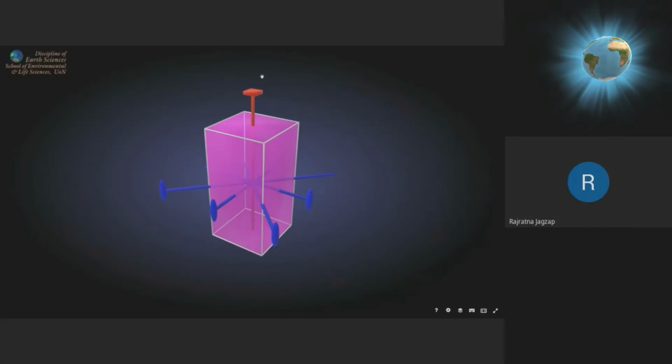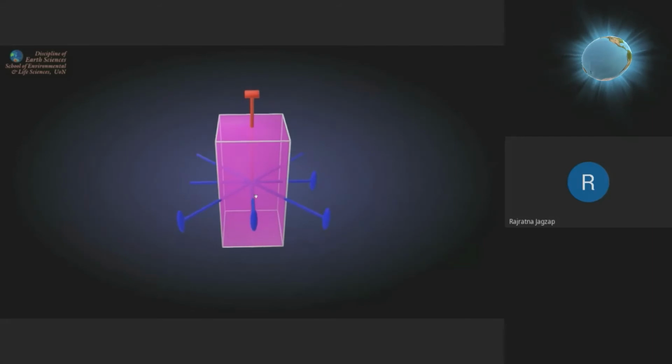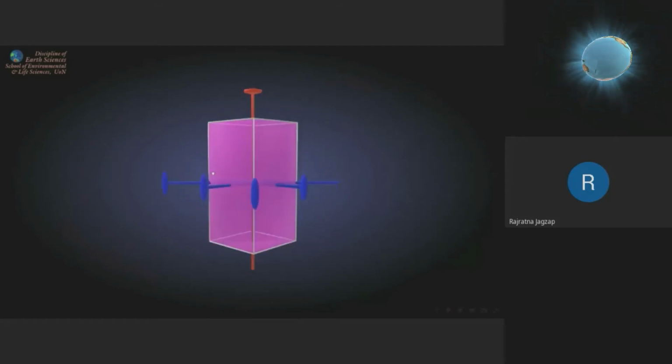If you go to the symmetry characteristics, front to back and right to left axes are axes of two-fold symmetry. Another two axes are there which are running diagonal. They are also two-fold symmetry. And there is one vertical axis which is an axis of four-fold symmetry.